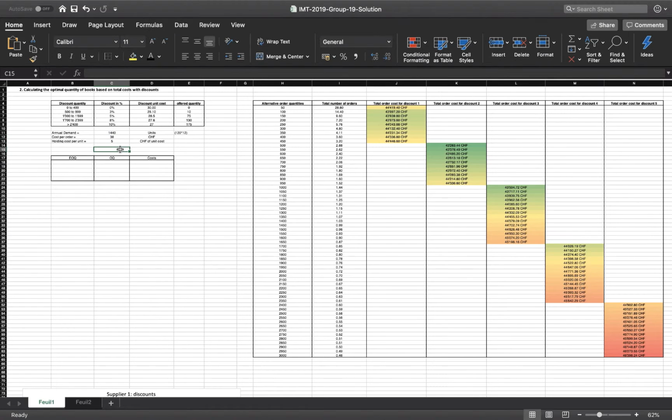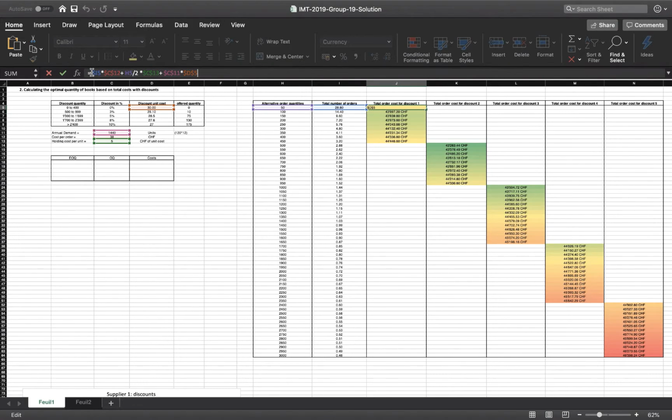He has ordering cost of 38 here and holding cost of 5 here. To calculate the total cost for each discount, he uses this table. The number of orders is obtained by dividing the annual demand here by the order quantities here.